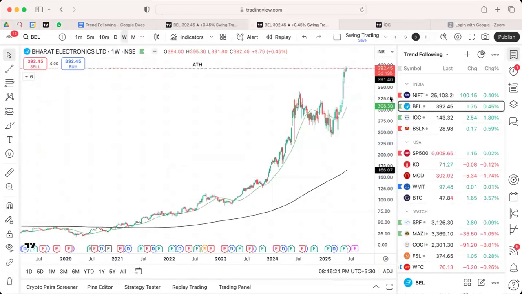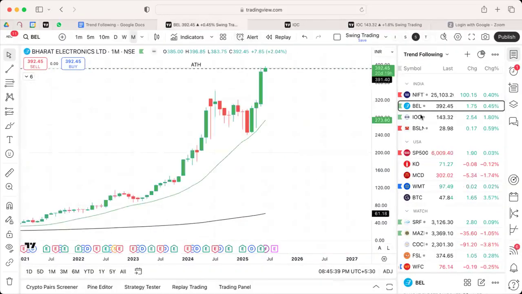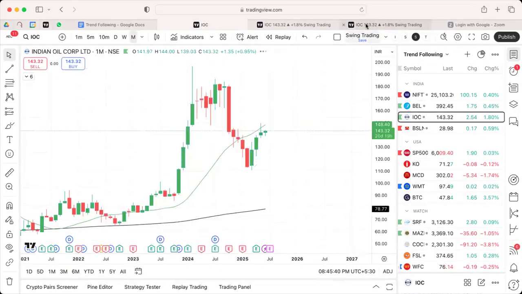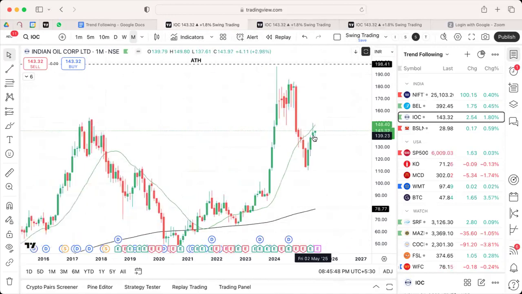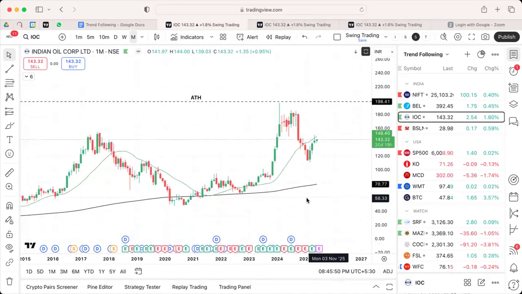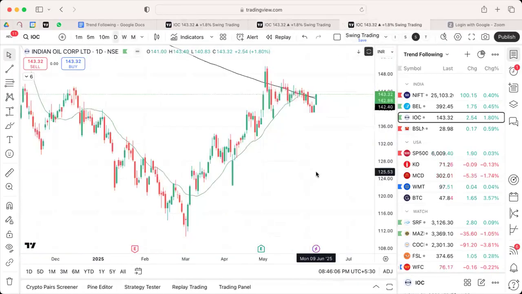Now look at another example, IOC, that's Indian Oil Corporation. Okay, I go to IOC and I make sure that all 3 of my tabs are on IOC. All right, this is the second example that I'm using. And in IOC, I observe that the 20 is above the 200 on the monthly chart. The weekly chart, the 20 is above the 200, except that you see that it went up to the all-time high and it got rejected and it went sideways for some time.